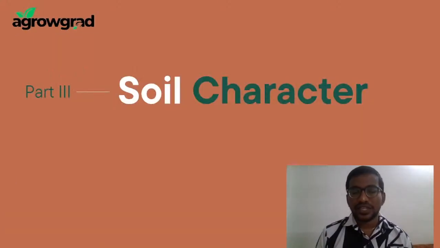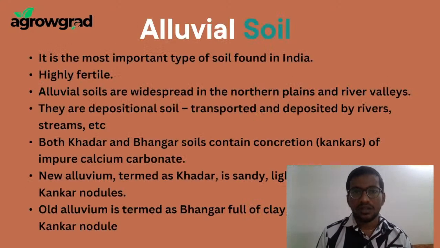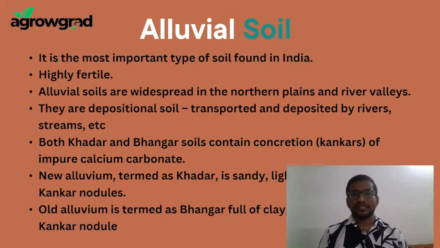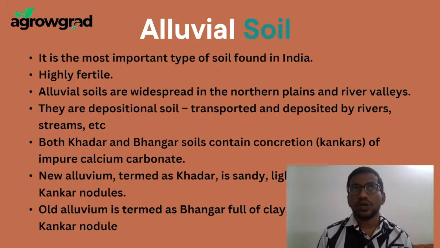So regarding this, we can talk about soil character. First one is alluvial soil. It is the most important soil found in India. Alluvial soil is always found in riverside areas, so it's highly fertile. We already know that ancient civilizations were on riversides only, because near a river we can get water and easily cultivate agriculture. Alluvial soil is widespread in the northern plain and river valleys. Most of it is deposited by rivers and streams, as already told.